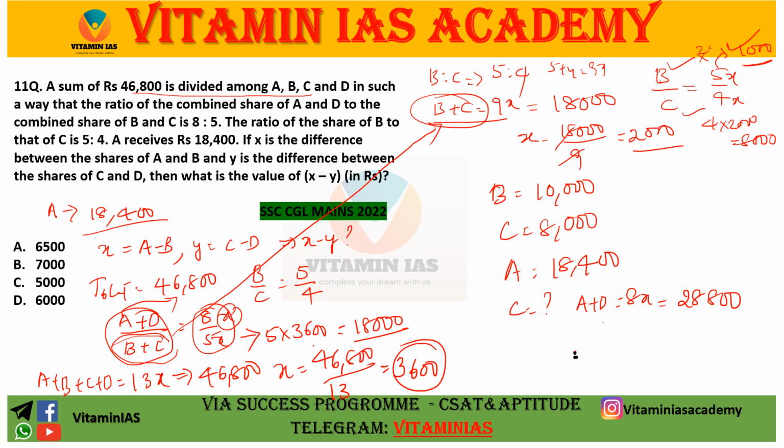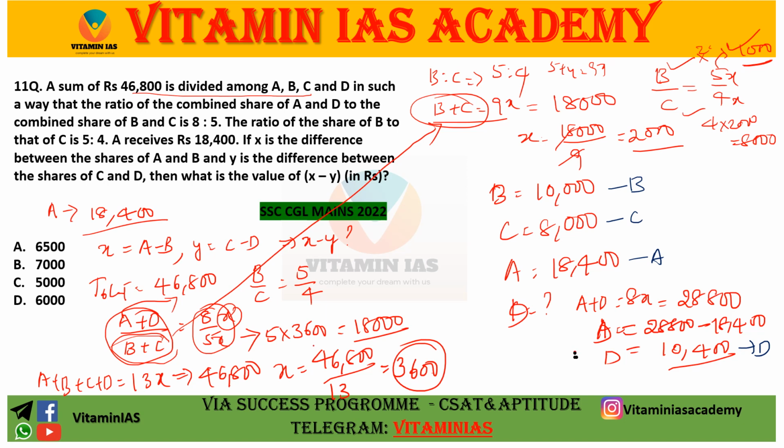Then easily you will get that D value, because already we know the A value. So the A value is how much? We are finding the D value. D is equal to 28,800 minus the A value, 18,400. Then the D value will be 10,400. So here we have the D value, the A value, the C value, and the B value.